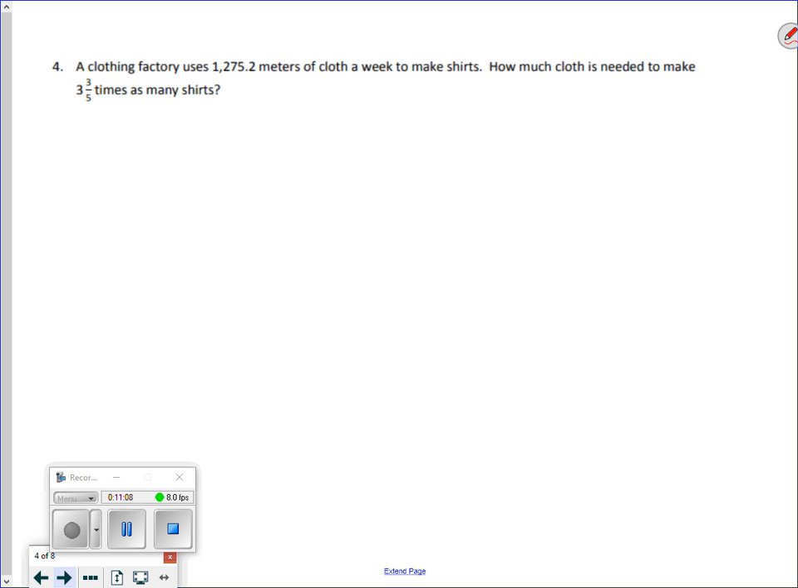A clothing factory uses 1,275 meters of cloth a week to make shirts. You know, this is a comma, not a decimal. How much cloth is needed to make 3 3/5 times as many shirts? Wow. So 3 3/5.